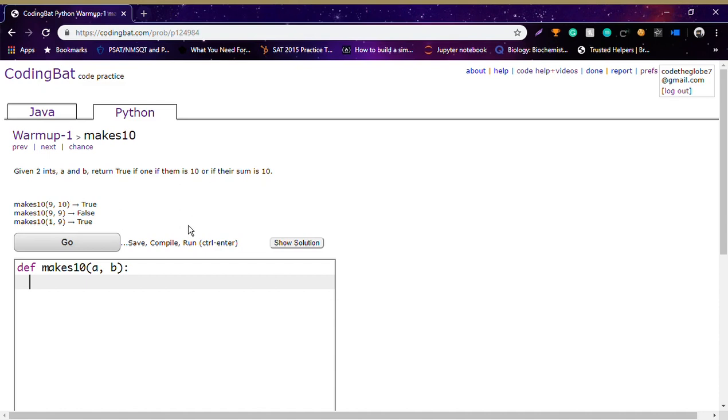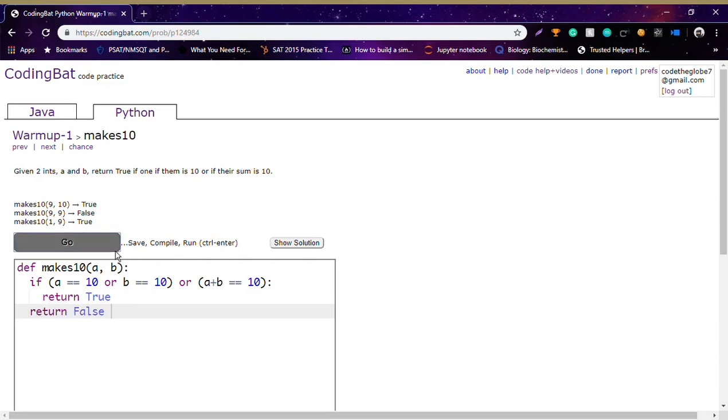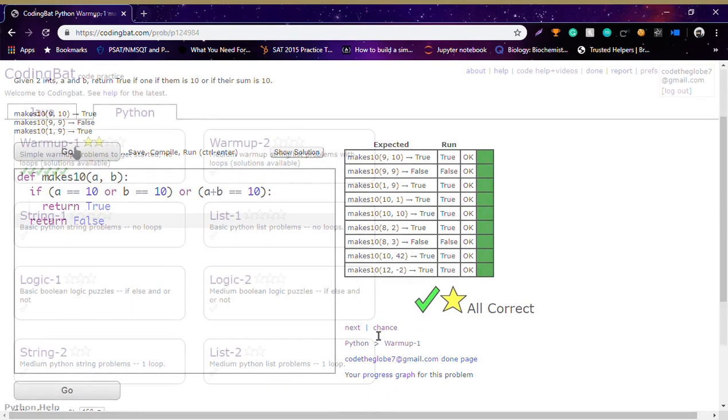Makes 10. Given two integers a and b, return true if one of them is 10 or if their sum is 10. So we return true if a is 10 or b is 10, or if a plus b is 10. So if a equals 10 or b equals 10 or a plus b equals 10, we return true, and anything else we return false. Perfect, we got them all right. Moving on to the next one now.